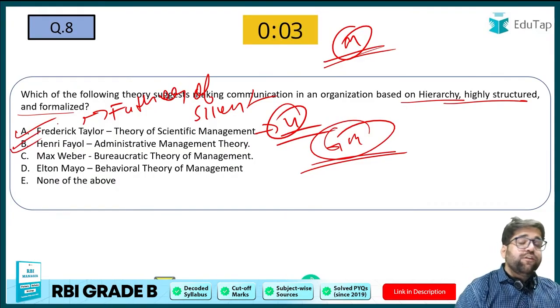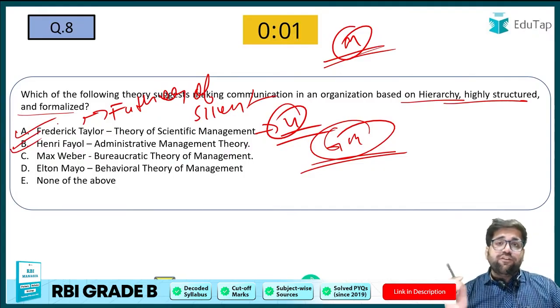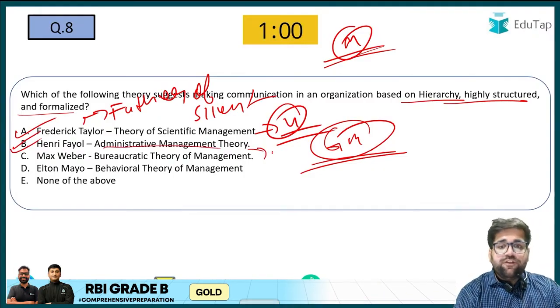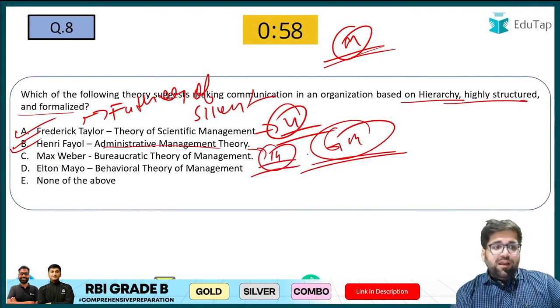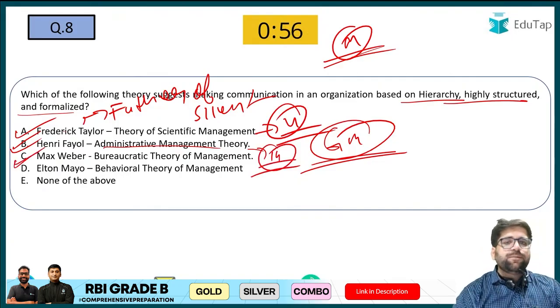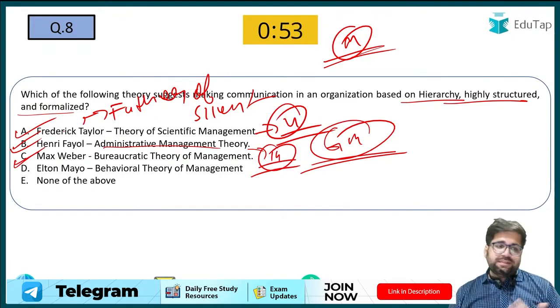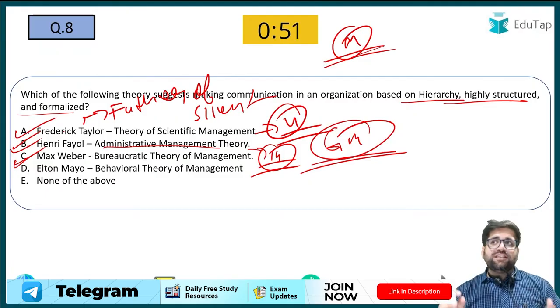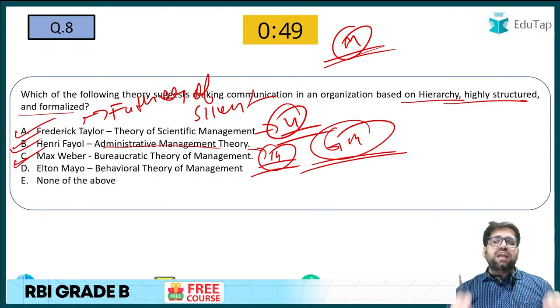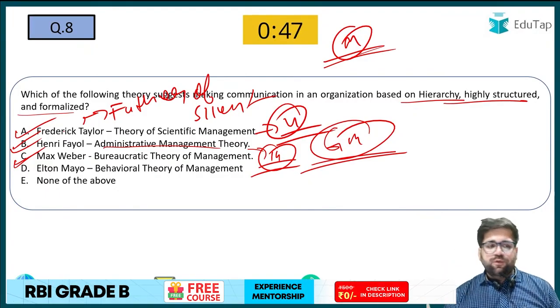Henri Fayol, the father of administrative management, father of modern management. He has given the world-famous 14 principles of management. Max Weber is the person who has given the bureaucratic leadership style as well. So he is the person who says that you have to follow your book. You just have to follow all the rules and regulations and move forward.